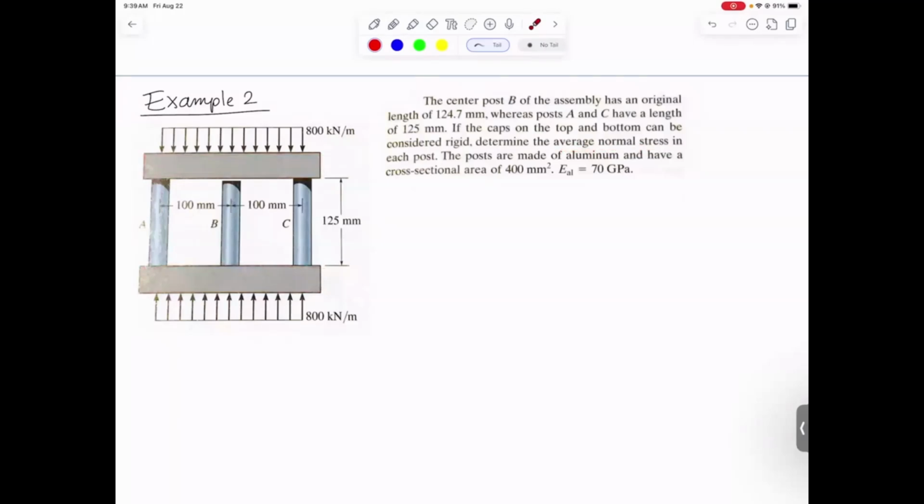The posts are all made of aluminum and they all have the same cross-sectional area. Just like the last problem, we are going to start with a free body diagram and equilibrium equations. Then we're going to write compatibility conditions. And finally, we're going to solve everything simultaneously.